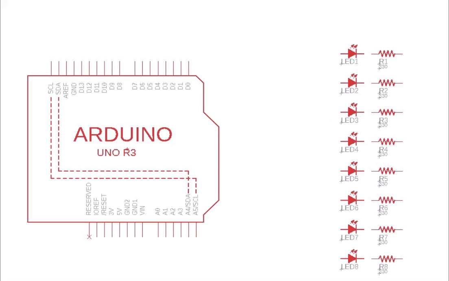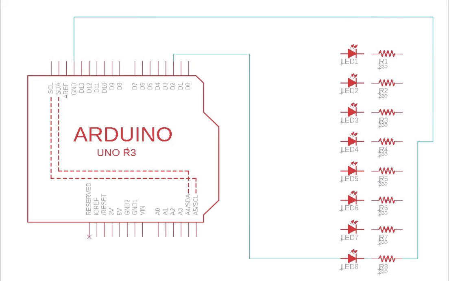So our schematic for this is going to be remarkably similar to every other time we've done a blinking LED. Our LED is going to be attached to an output, connected in series to a current limiting resistor, and then it's going to be connected all the way back over to ground. And we're just going to do this for every single one of these LEDs.